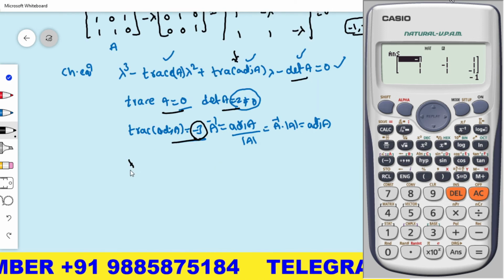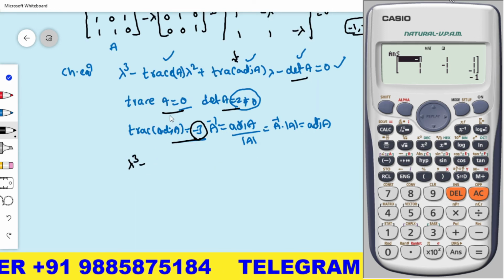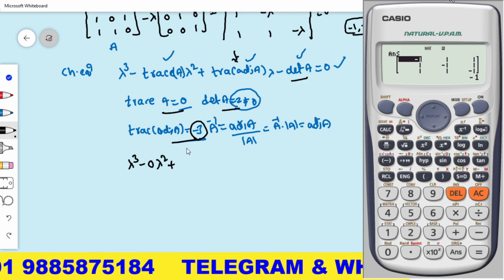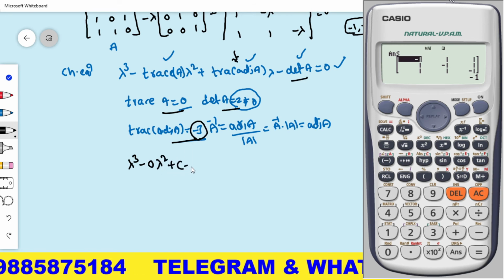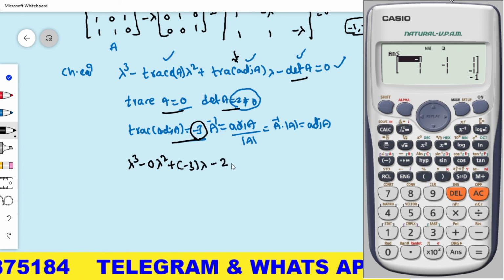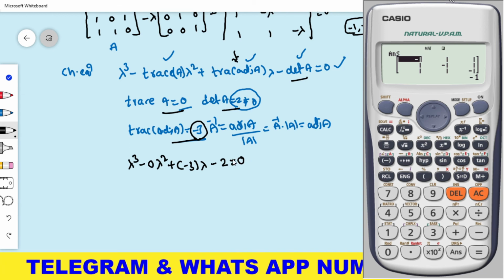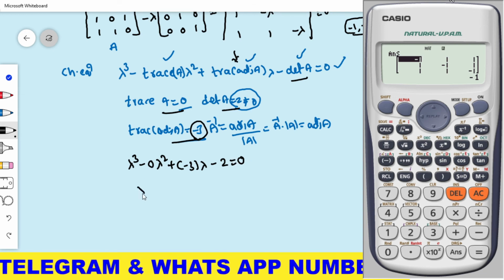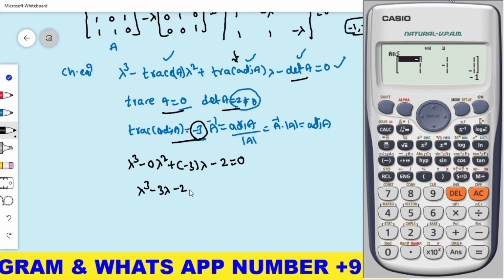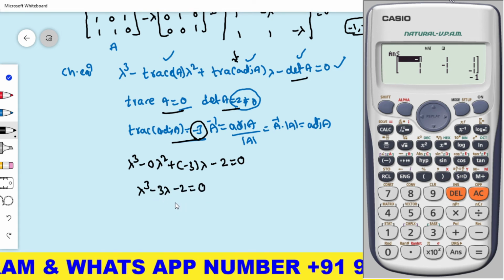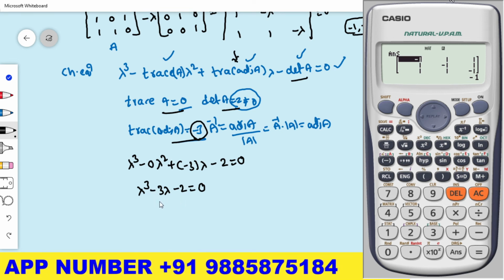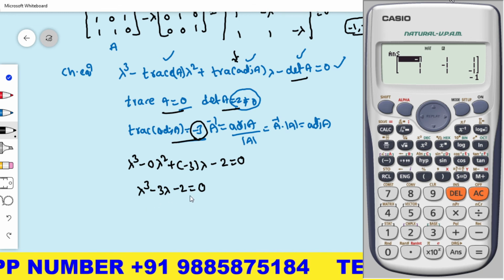Then you will have lambda cube minus trace A, what do you have? 0. So 0 into lambda square plus trace of adjoint A, what do I have? Minus 3. Minus 3 into lambda minus det A. What is the det A here? Minus 2, which is equal to 0. Now if you simplify it, you will have lambda cube minus 3 lambda minus 2 is equal to 0. This is the cubic polynomial equation in lambda. So by using the calculator, you can find the lambda values.